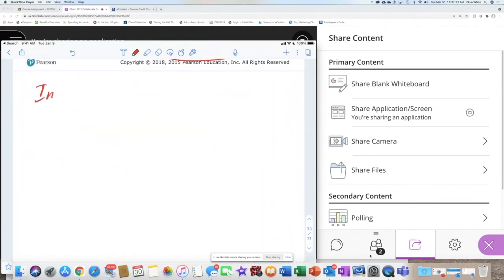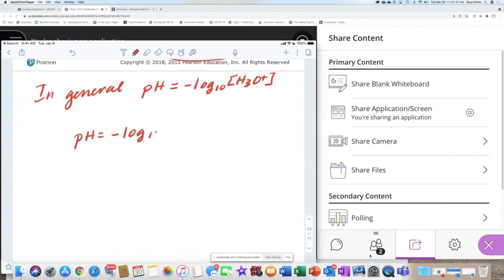So in general, pH, you can see my screen, right? Yes. pH is equal to negative log base 10 of the hydronium ion concentration. Okay, so from the previous chapter, chapter 16, you should have concluded in the many formulas they gave you, pH is equal to negative log base 10 of H3O plus. Okay, so while I'm here, I'm going to tie this into today's lesson.